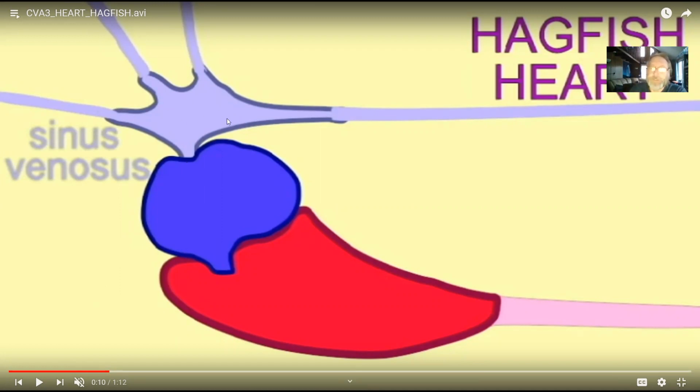A sinus venosus. We can use the word sinus for a wide chamber which has a thin wall, and here it's collecting venous blood from different parts of the body. The sinus venosus is a chamber of the heart which empties into the one single atrium. The ventricle is single, and then this pumps the blood into the aorta, which goes from the heart.